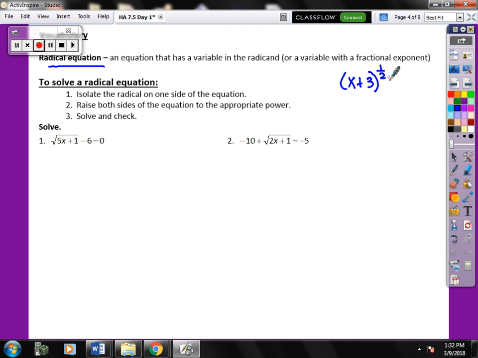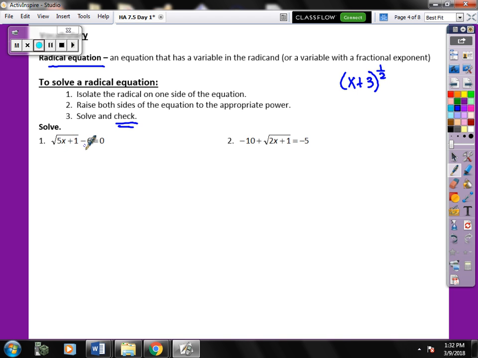Okay? So, steps to solve a radical equation are, step 1, isolate the radical on one side, and then you will raise both sides of the equation to the appropriate power to cancel something out. So if you have a square root, we'll square it to undo the square root. If you have a cube root, we'll cube it. Okay? And then you'll solve, and you do want to check your answers because you can sometimes get extraneous answers, especially when you have variables on both sides. So you do have to check them by plugging them back in.